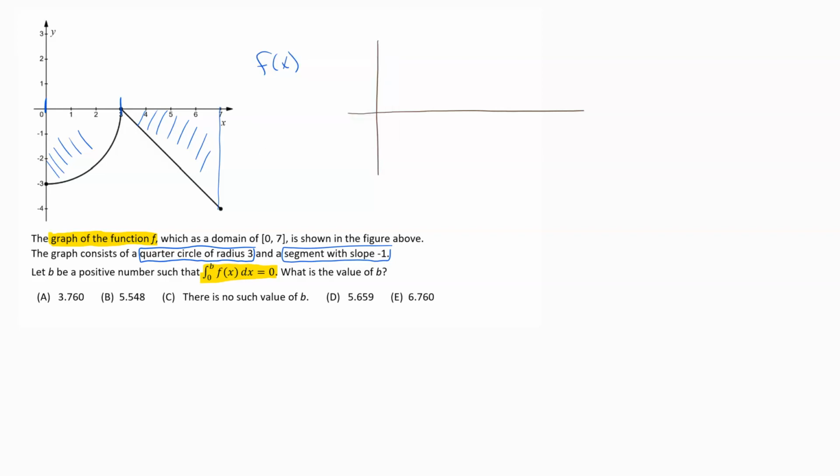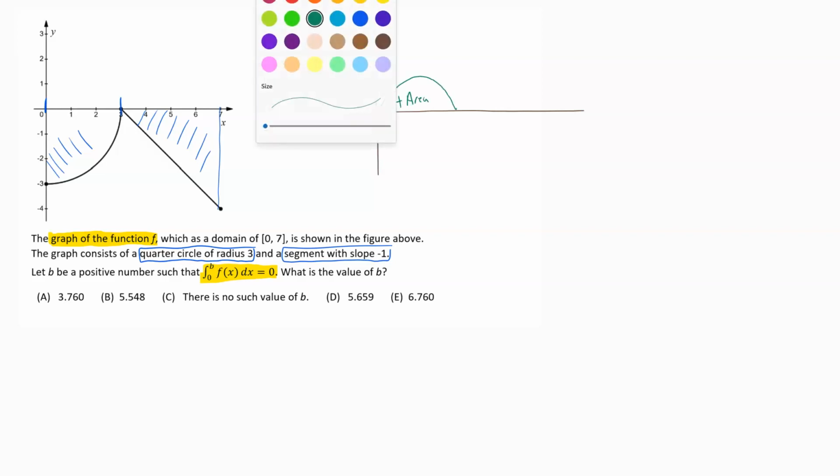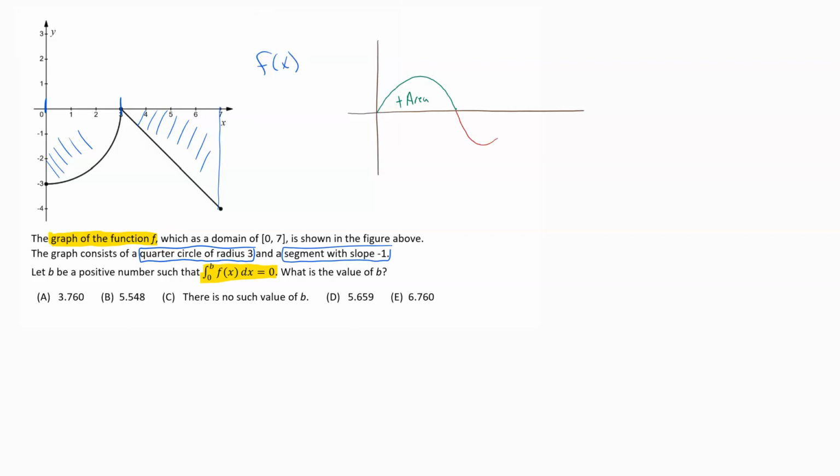As you look at a problem like this, remind yourself that anywhere the graph is up above the x-axis, that's where you would have positive area. And anywhere the graph is down below the x-axis, that's where you would have negative area. And so ideally, if we want to find out where this area is going to equal 0, you would want this to be equal amounts of positive and negative, so that when I took my positive area and added it to my negative area, those areas would basically cancel each other out and equal 0.